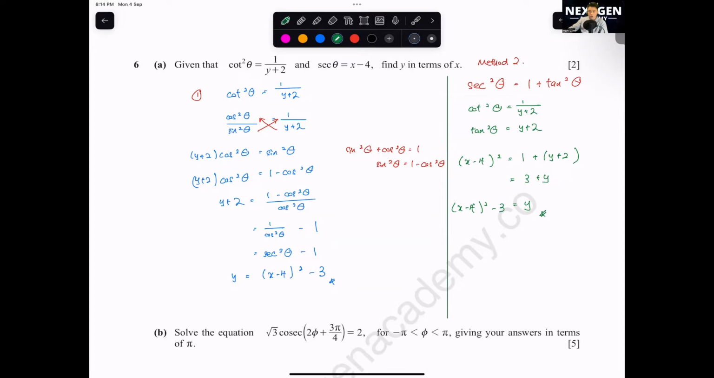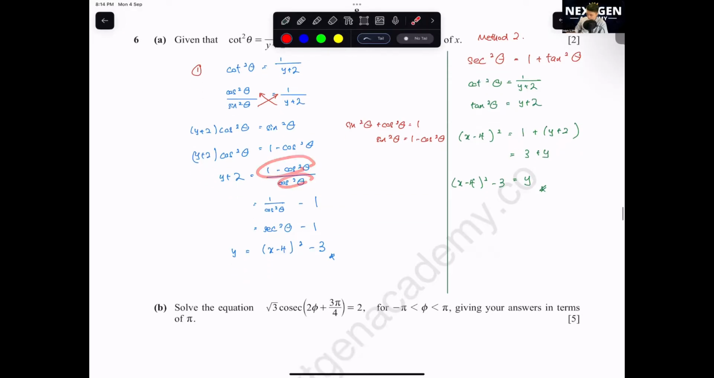Sini, how do I change the 1 minus cos square over cos square to cos square minus 1? Oh, like that. You take this, divide by this one. Both of these values will divide by this. Okay, so here will become 1 over cos square. Here will become cos square over cos square.